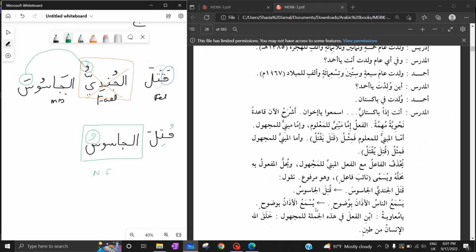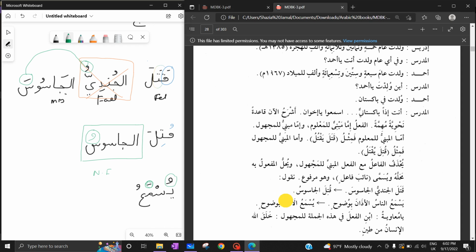Yusma'u, how will you change the fail mudare into majhul? The first harf mudare'a will get a dhamma, yusma'u. So what changes are here? The first harf gets a dhamma and the second last letter will get a fatha, yusma'u. Al-azan, what happens? The azana becomes the naibul fail and gets a dhamma. So this is al-adhanu. And the nas, the fail is deleted. Bi wuduhin is extra jar majroor.